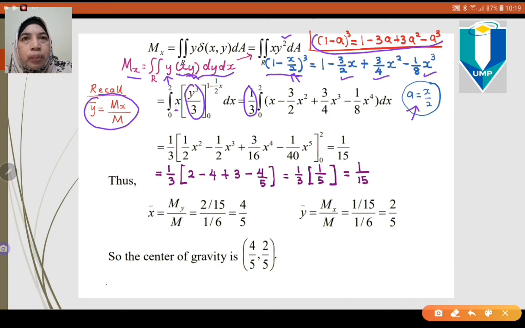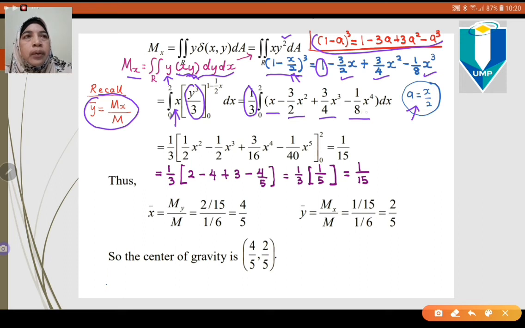Remember, you need to multiply by the x here. So 1 here, you times by x to get x. Negative 3 over 2 times by x will give you that value. 3 over 4 x squared times by x will give you this value. Minus 1 over 8 x cubed times by x will give you that value.